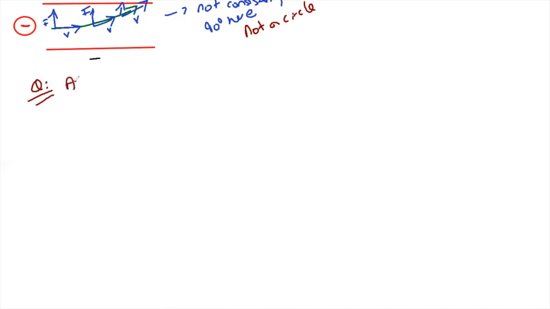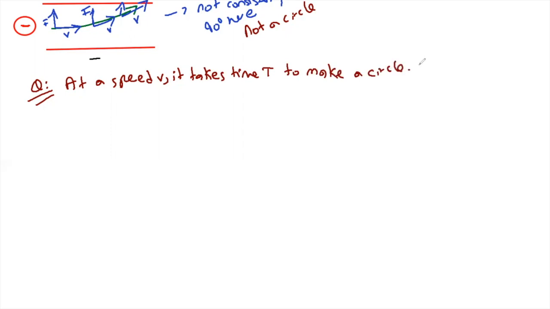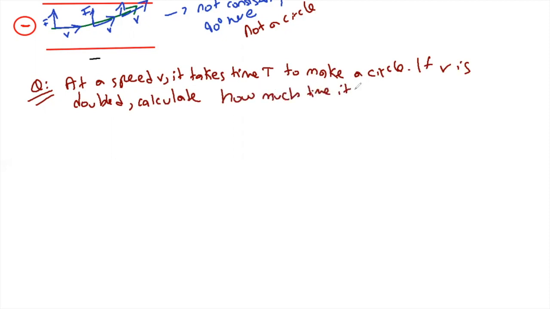So at a speed v, it takes time t to make a circle. If v is doubled, calculate how much time it would take.